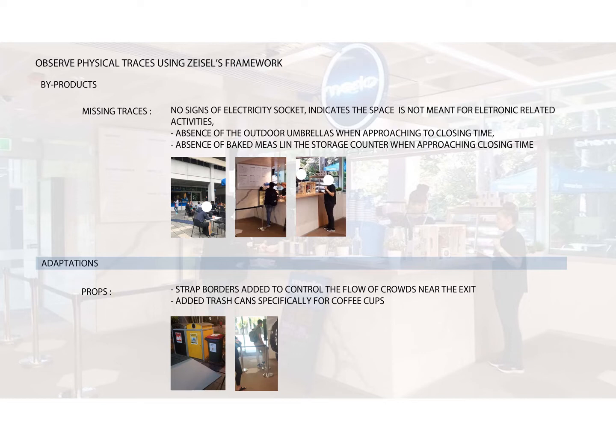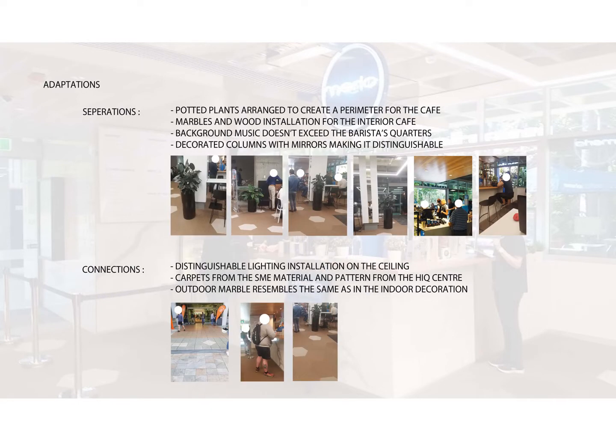Adaptations. Some props such as strap borders control the flow of crowds near the exit, and added trash bins specifically for coffee cups. For separations, potted plants are arranged to create a perimeter for the cafe, marble and wood insulation are used for the interior of the cafe, background music doesn't exceed the barista's quarters, and columns are decorated with mirrors, making them distinguishable.